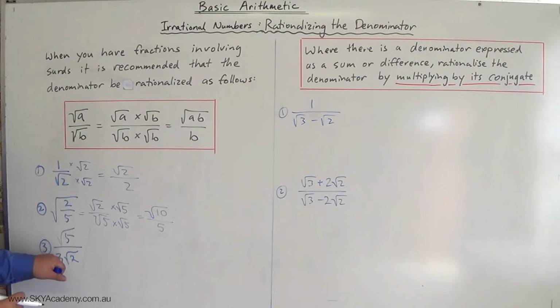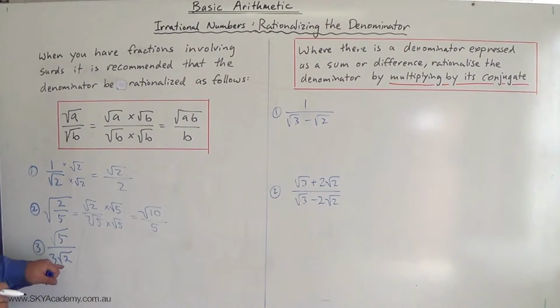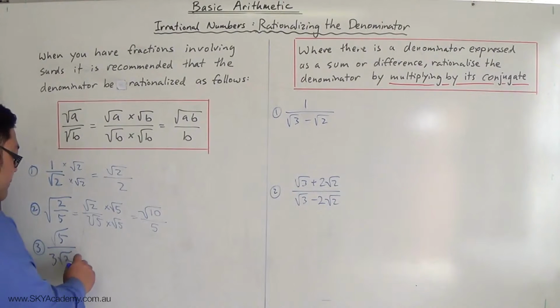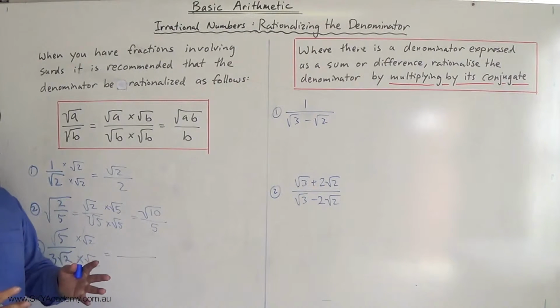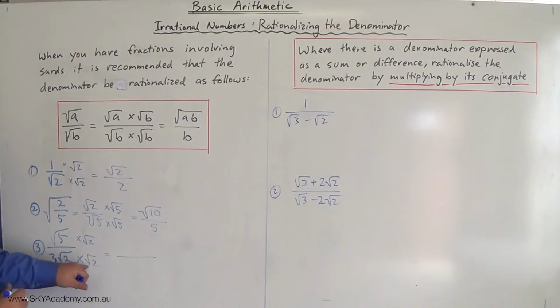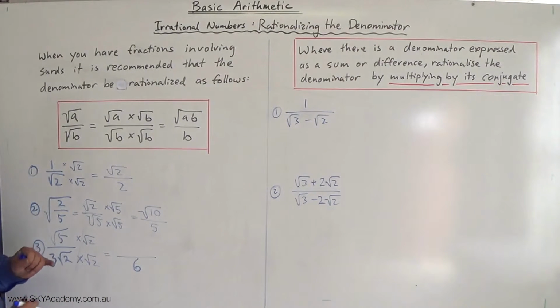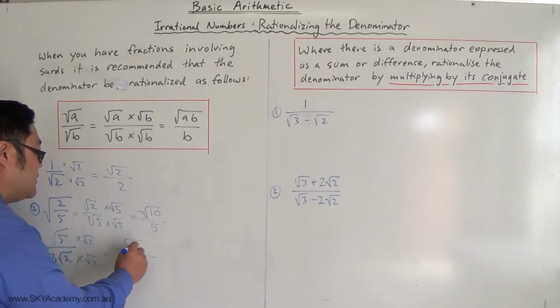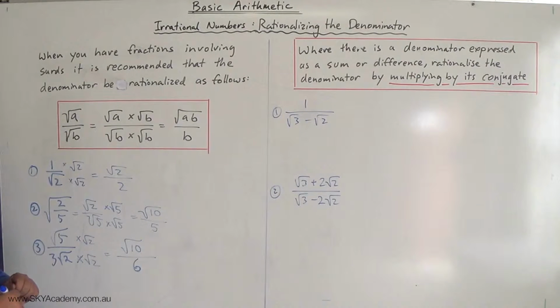Square root of 5 over 3 root 2. Now, all we want to do is get rid of the root 2 bit. So instead of multiplying by 3 root 2, what we can do is multiply by root 2 on the bottom and by root 2 on the top. And by doing that, that's enough to rationalize the denominator. The square root of 2 times the square root of 2 is 2, times the 3 gives you 6 on the bottom, and the square root of 5 times the square root of 2 gives you the square root of 10. Got it? So that's how you rationalize the denominator.